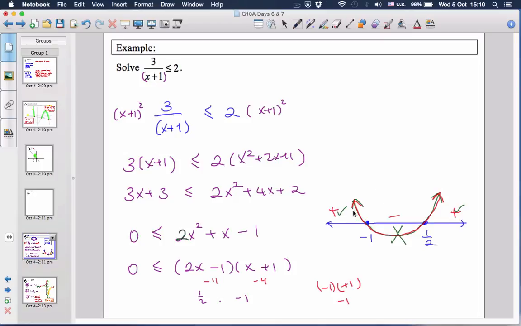At the end, the answer, when this is true, is for x values to the left of or equal to -1, or to the right of or equal to 1/2. So you can say x is less than or equal to -1, or x is greater than or equal to 1/2.